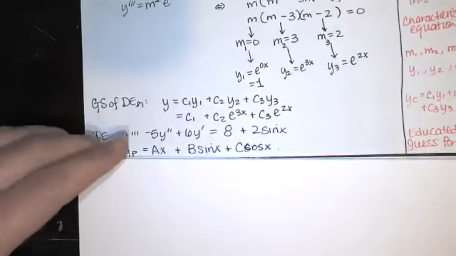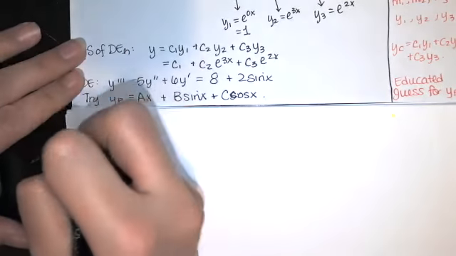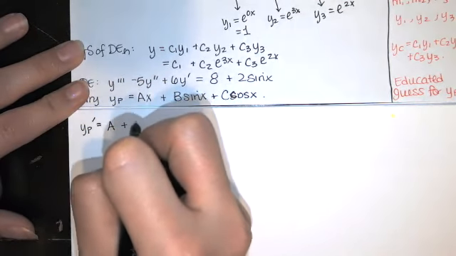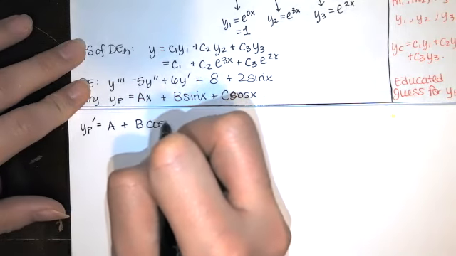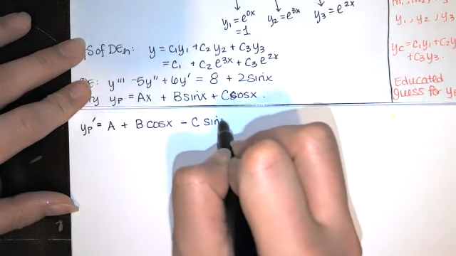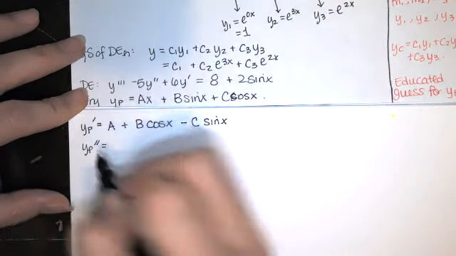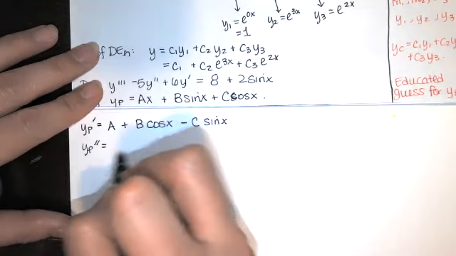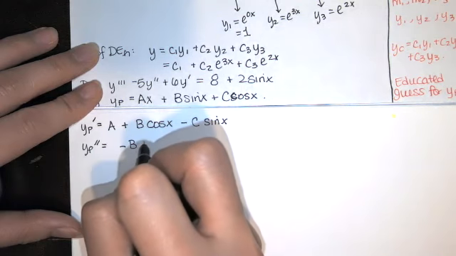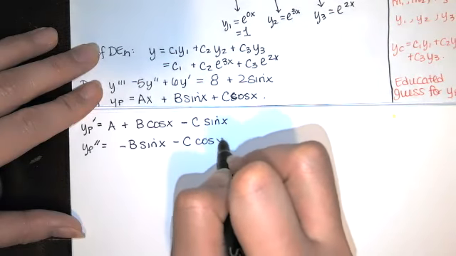Well, in order to do that, we need to take a few derivatives. So I will compute y sub p prime. The derivative of a constant times x is just our constant. Bring the b down. The derivative of sine of x is cosine of x. Bring the c down. Derivative of cosine of x is negative sine of x. It was a third order differential equation, so I need to compute the second and third derivatives as well. Derivative of a constant is just 0. Bring your b down. Derivative of cosine of x is negative sine of x. Bring your negative c down. The derivative of sine of x is cosine of x.